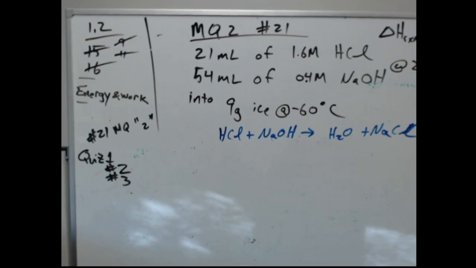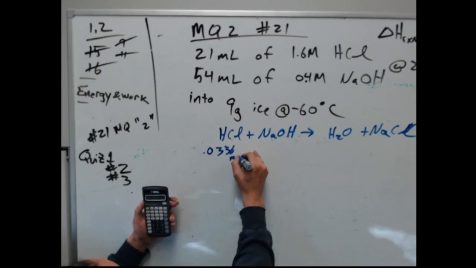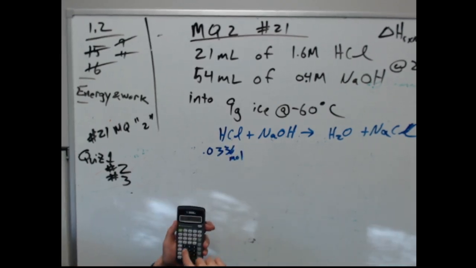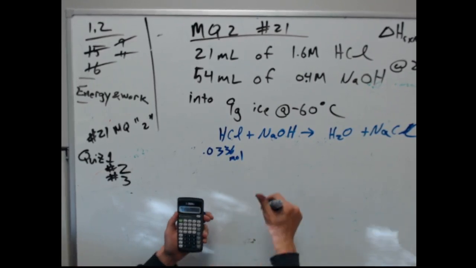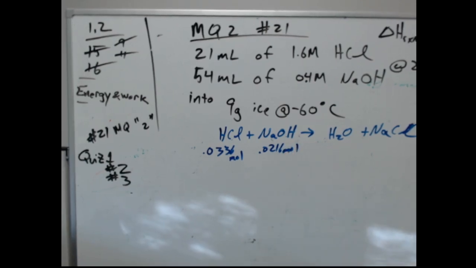So let's get the number of moles. 0.021 times 1.6 gets us 0.0336 moles of HCl. For NaOH, we've got 54 milliliters times 0.4, which is 0.0216 moles. The limiting reactant is? Because it's a 1-to-1 ratio, you know it's the NaOH. Great.